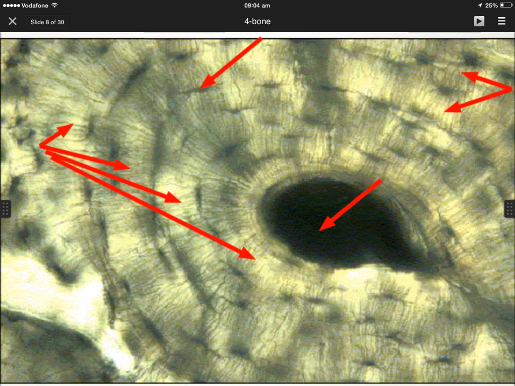So this area in between, you can say it is the concentric lamellae or the canaliculi, so it's better to say concentric lamellae showing canaliculi.